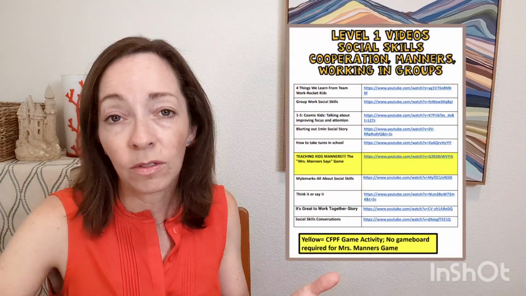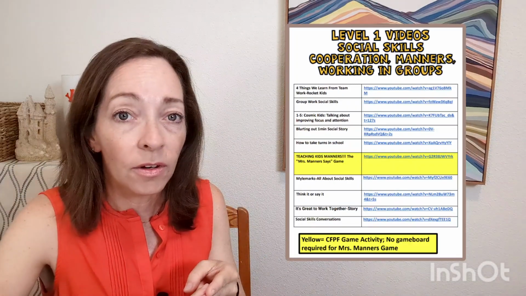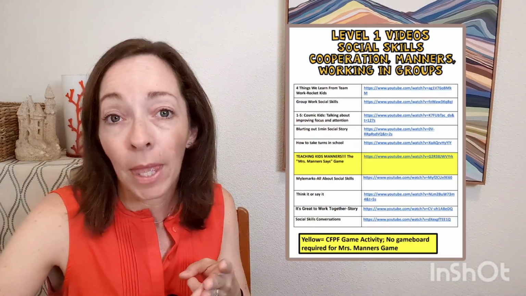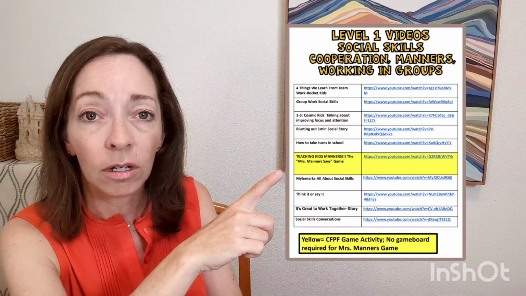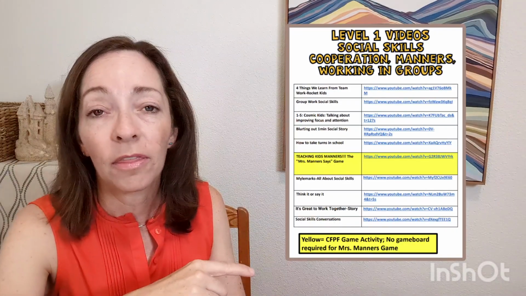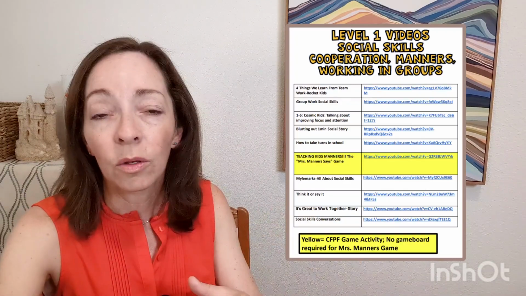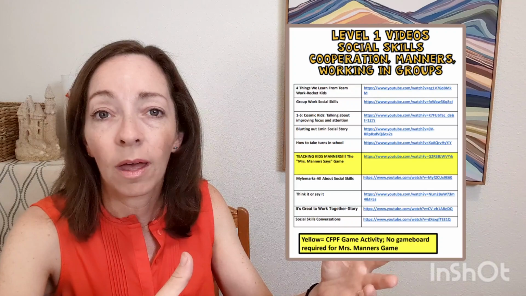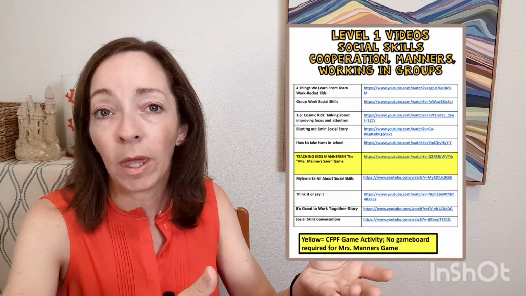For level 1, the theme is social skills, with a focus on cooperation, working with others, and manners. All of the videos, you can see the video links here, go along with that theme, and are going to teach students different skills related to working with others, why we cooperate with others in school, and how to cooperate with others, as well as manners.